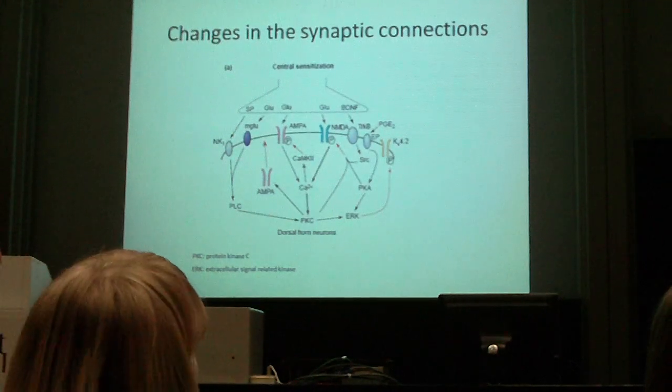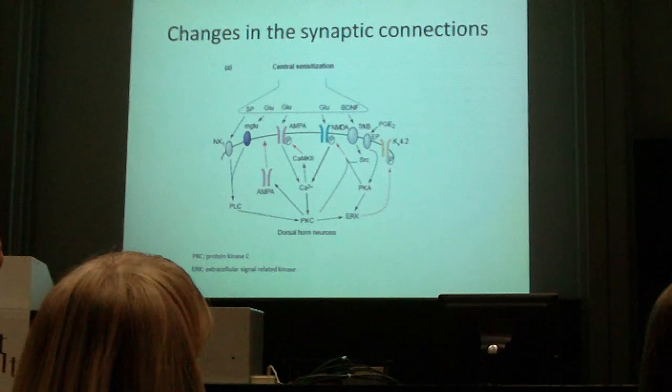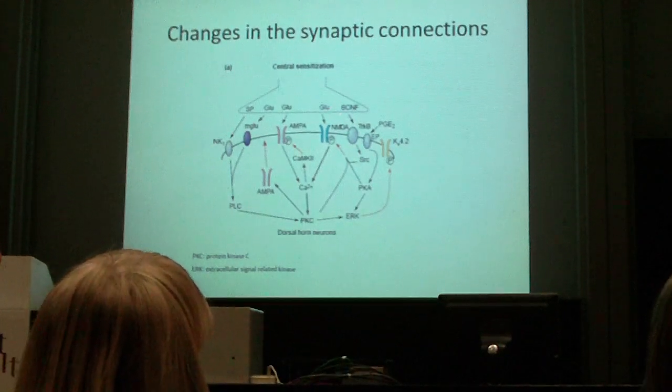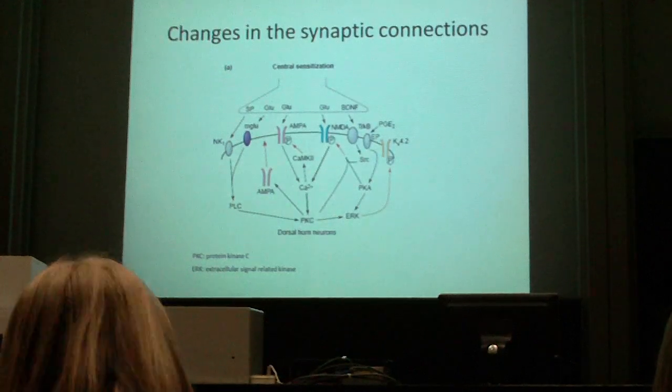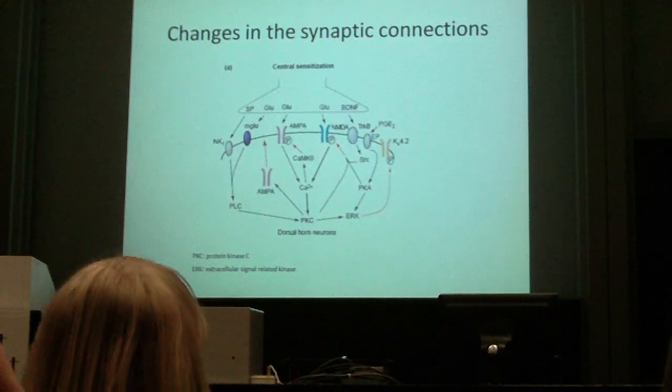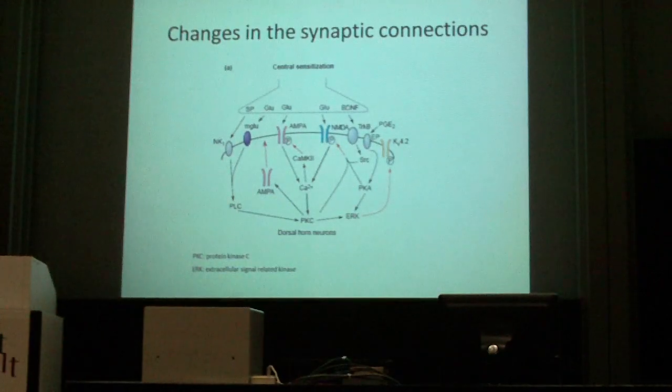Never talked about nerve growth factor or brain-derived neurotrophic factor. Trophic factors important in plasticity of the system, inducing sprouting. So they are also released by the same target.